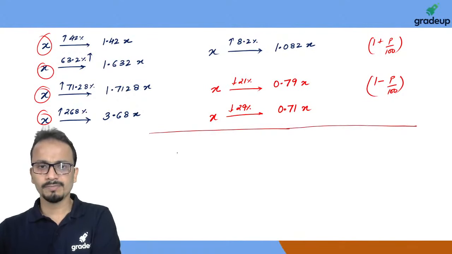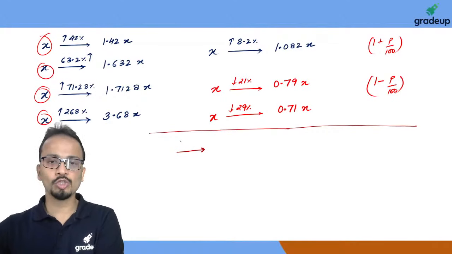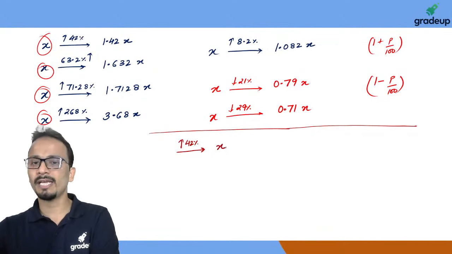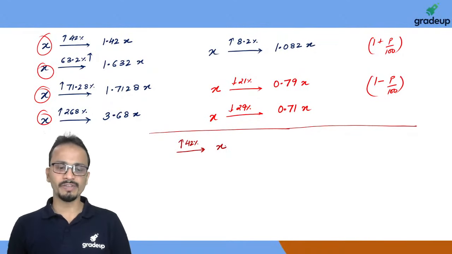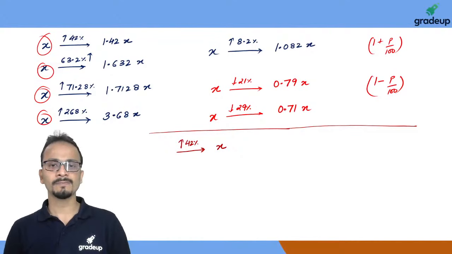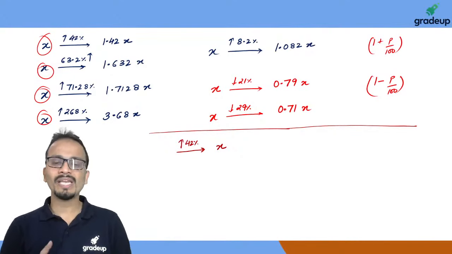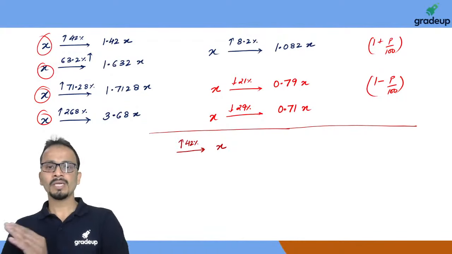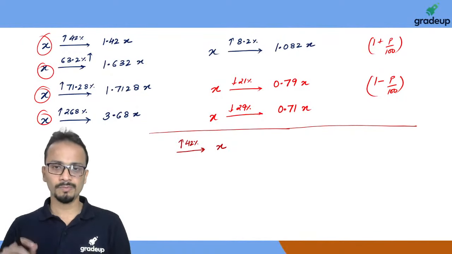Now the question says a number which is not known, after an increase of 42 percentage becomes x. So the final value is given. In this case, the final value is x, which was obtained when a number was increased by 42 percentage. Now we have to find the initial value.